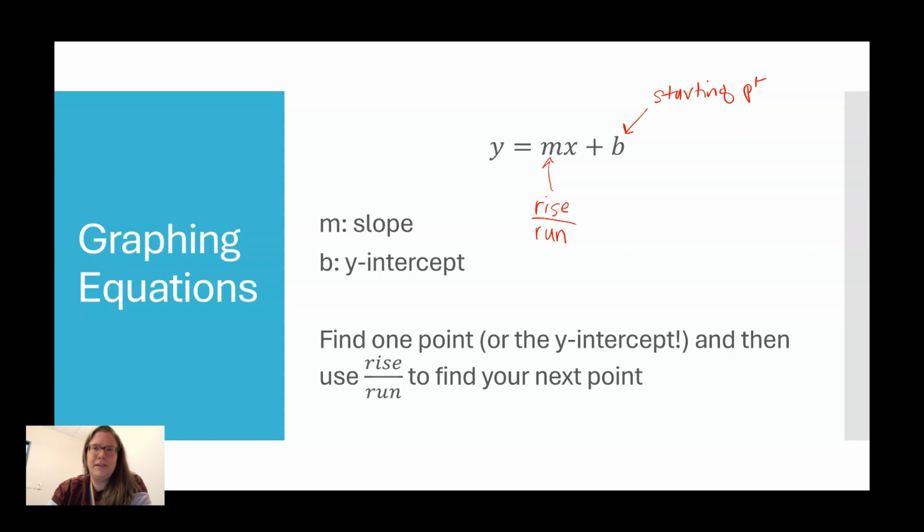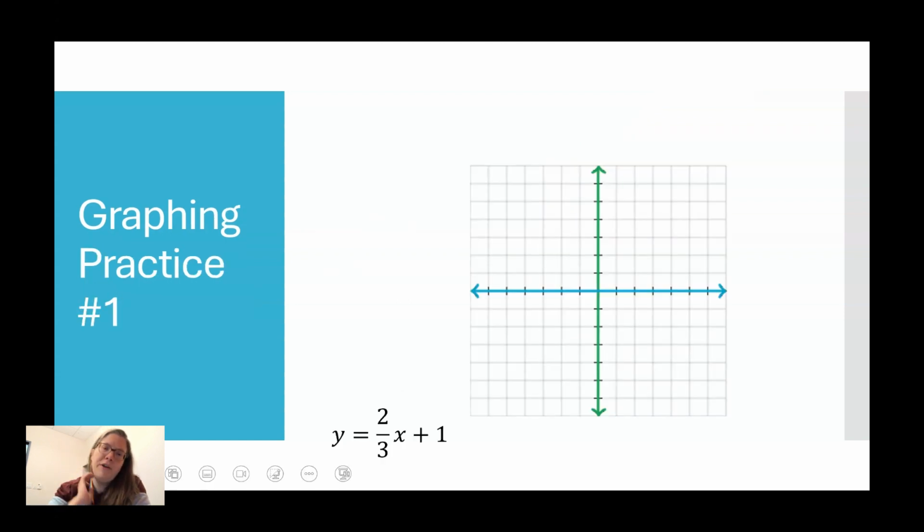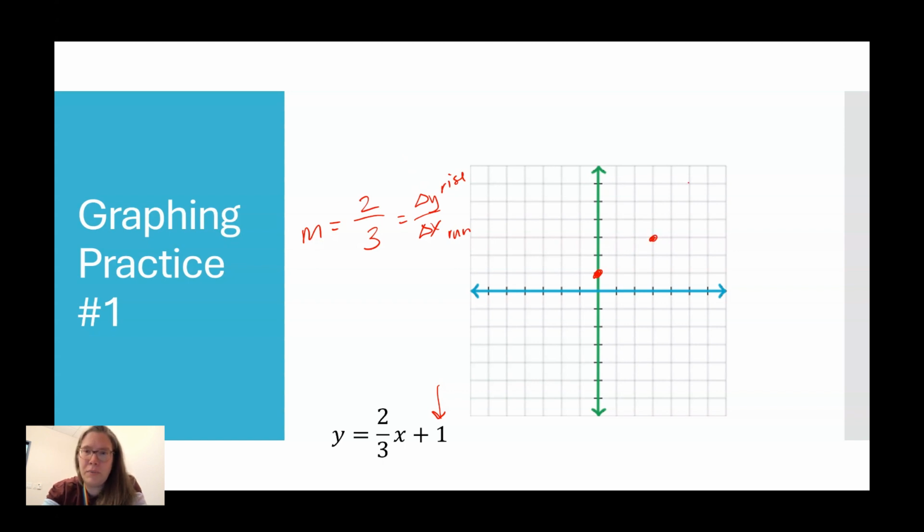So let's just see how this works. If we have y equals 2/3 x plus 1, I'm going to use the plus 1 as my place to start on the y-intercept. So I'm going to put a dot right there. And then my slope is 2/3, which remember is my change in y over my change in x, or my rise over my run. So from this point I already have, I'm going to rise 2, 1, 2, and go to the right 3, 1, 2, 3. All you need to make a line are 2 points. So boom, we're done. Imagine that line actually went through the points.